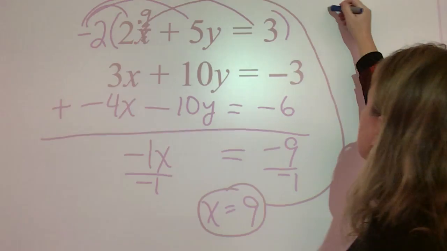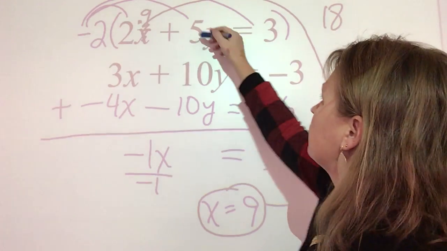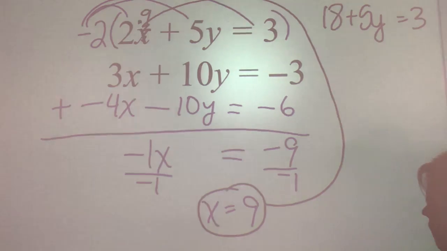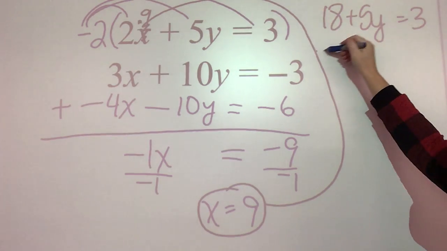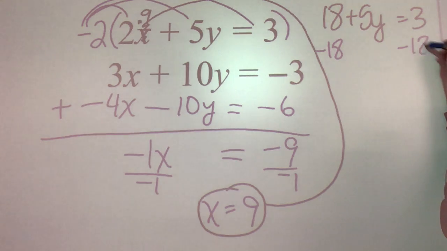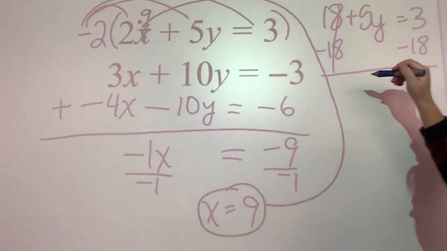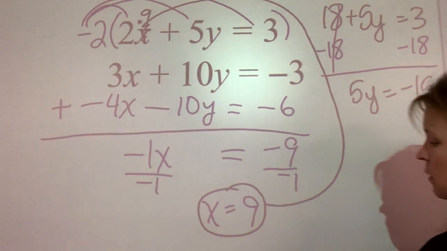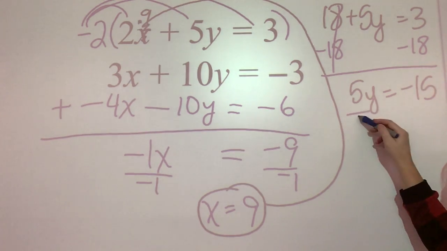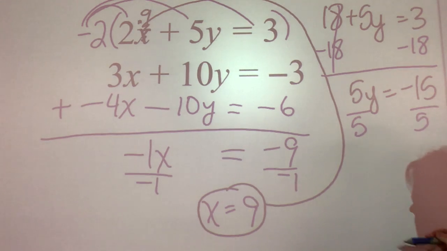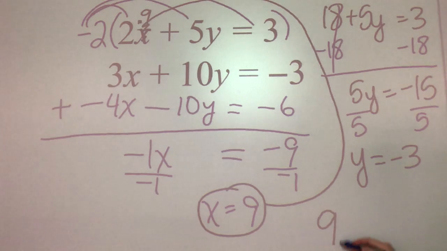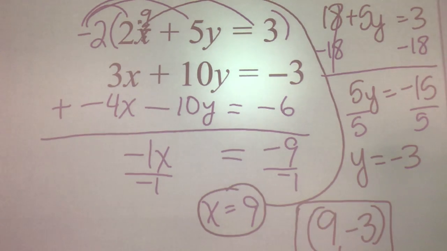2 times 9 is 18. Plus 5 times y equals 3. Minus 18 from both sides. 5y equals negative 15. And I know, I cruise through these a little bit fast, but that's because I know that you can pause it if it takes you a little bit longer to write it down. Y equals negative 3. Final answer, 9, negative 3.